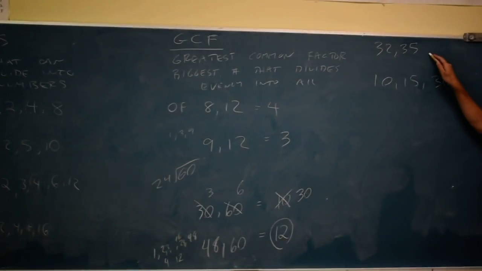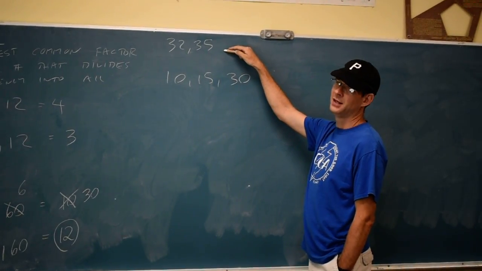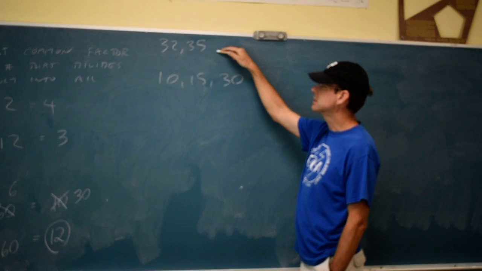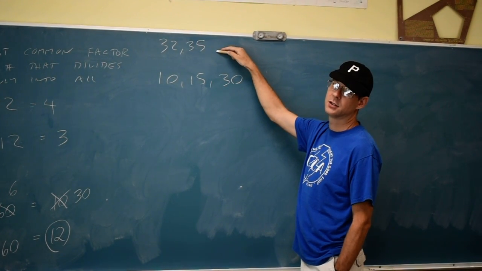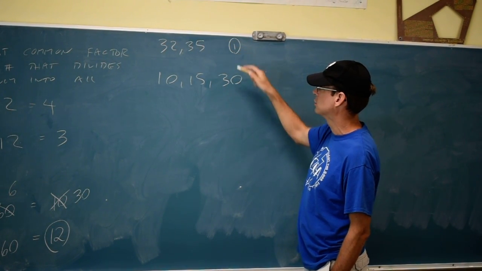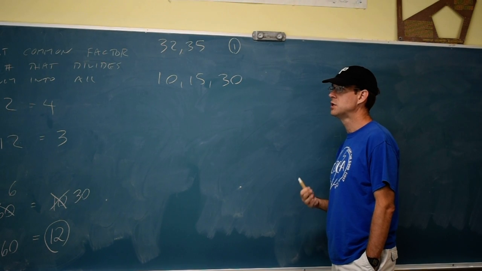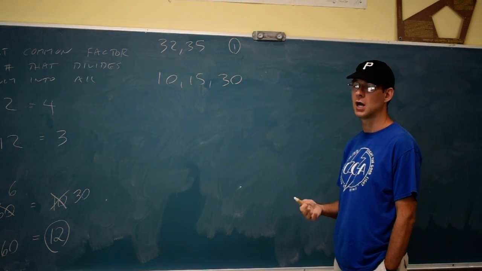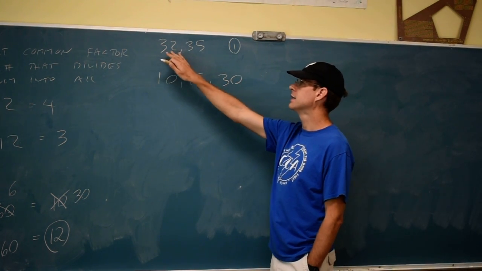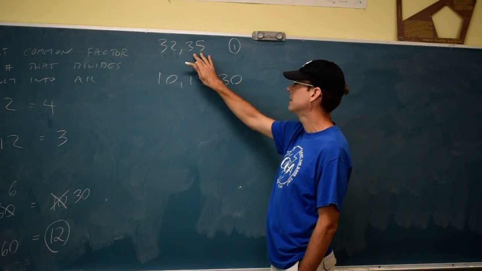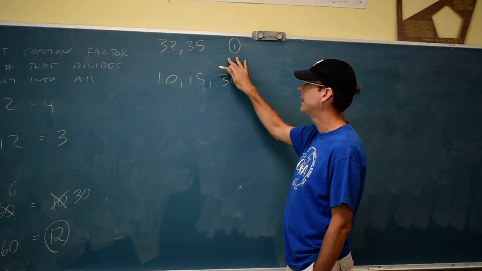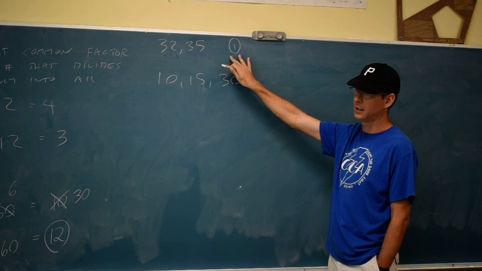This one you might have done for a little while if you didn't yet and think, nothing goes into both of these. Yeah, huh? Now, if you get yourself in a dead-end seemingly kind of situation, what can always bail you out is 1. The GCF has to always be findable because 1 can always go into everything. If you made a list of what goes into 32, if you made a list of what goes into 35, 1 makes every list.